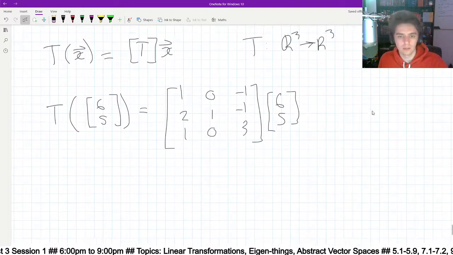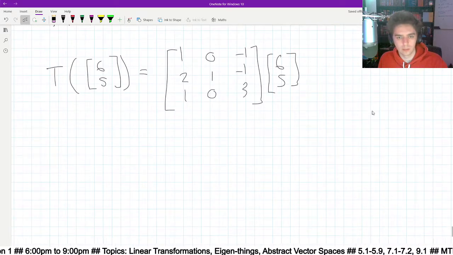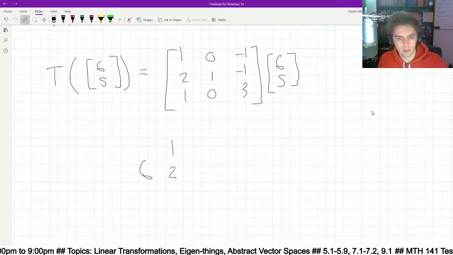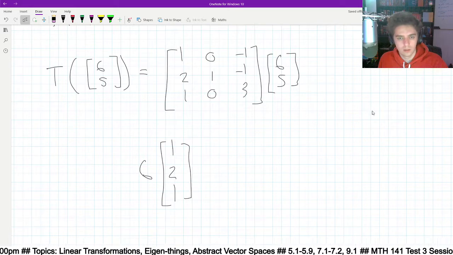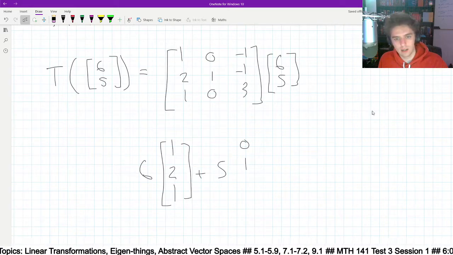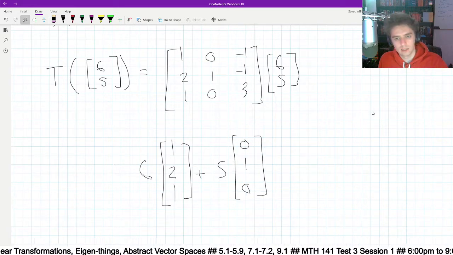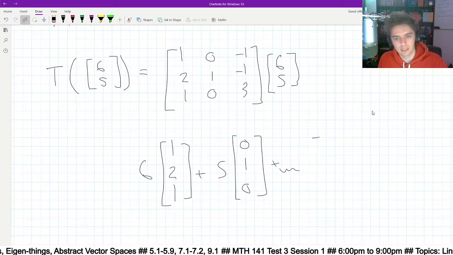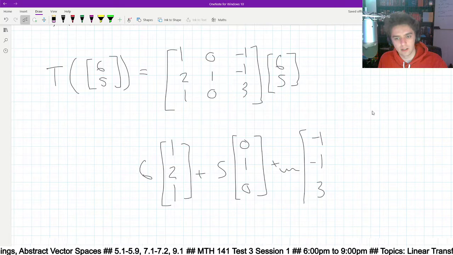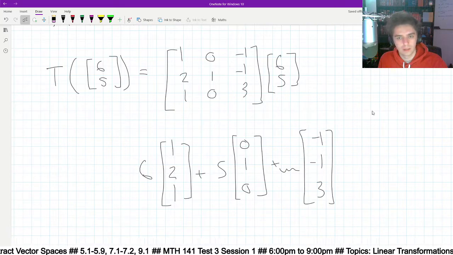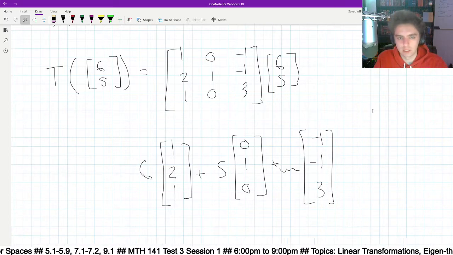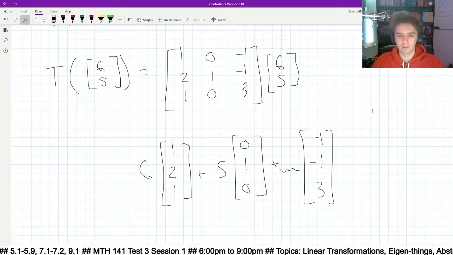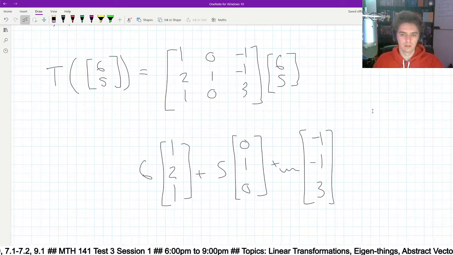So standard matrix vector multiplication is going to be 6 times the first column plus 5 times the second column plus, and I'm stuck. I have nothing to add to the third column. You can't just say 0, because you'd be putting a number there, right? But we don't know that it's 0.